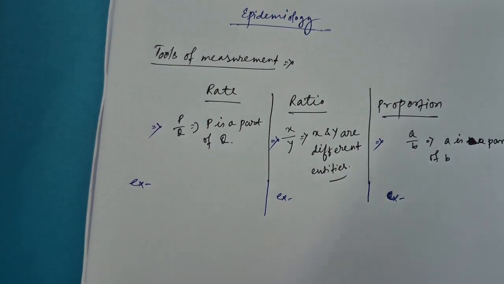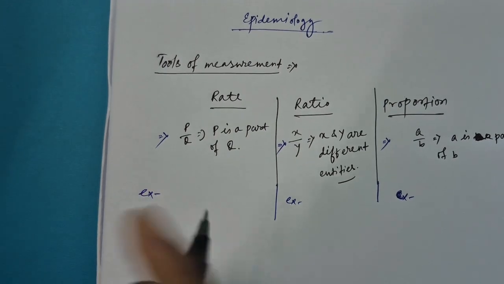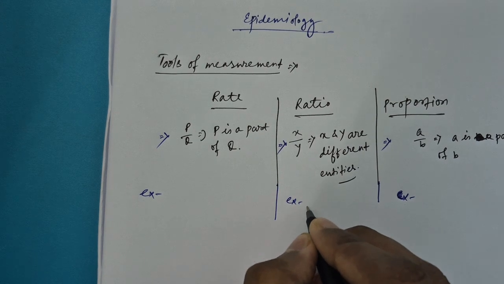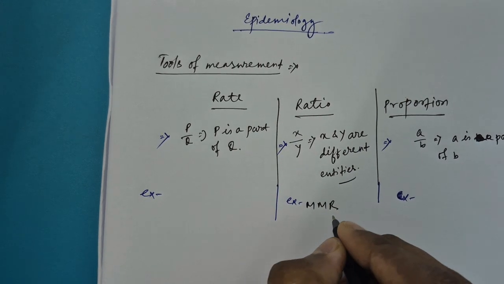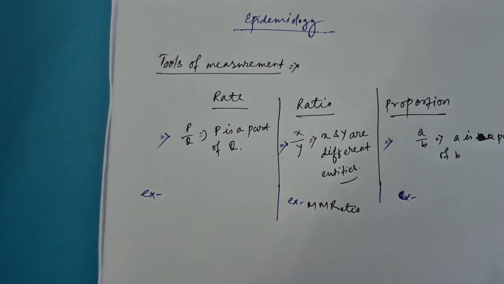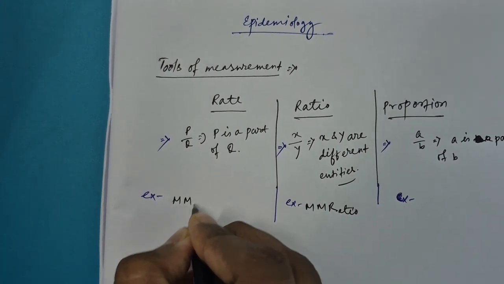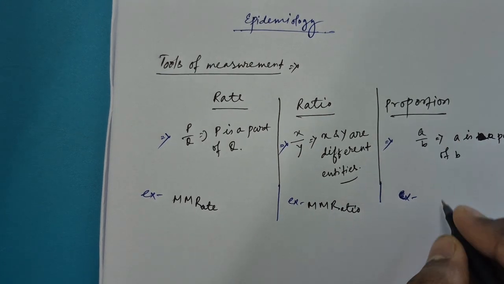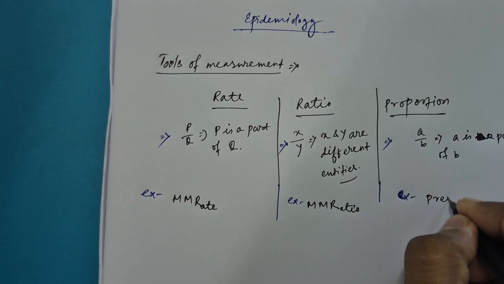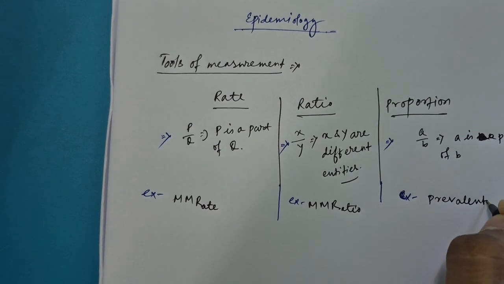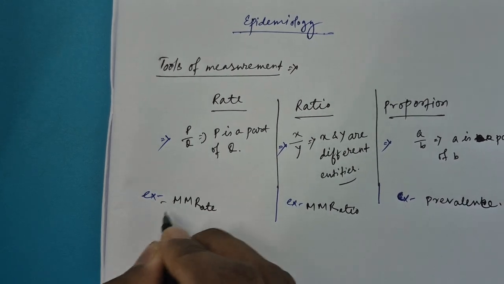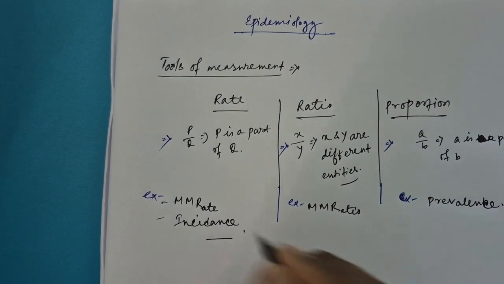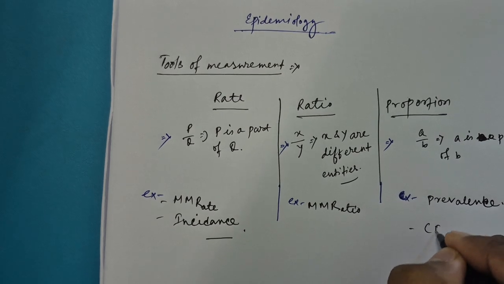If you see the examples, in the case of ratio, we can say the MMR, which is the maternal mortality ratio, and in the case of rate, it is MMR, which is the maternal mortality rate. Prevalence is a proportion, and incidence is a rate. But here is a confusion, that is the case fatality rate.